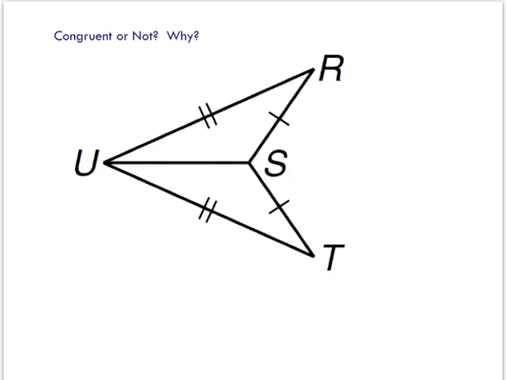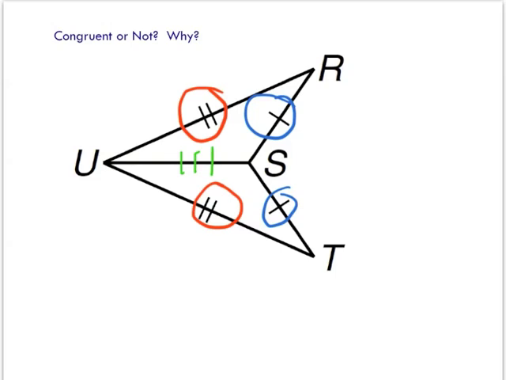How about these triangles? Can you prove that they're congruent? Well, I got one pair of sides. I got two pair of sides. And I got the shared side up the middle, US. And so that means, yes, indeed, I can prove that these triangles are congruent by side, side, side. So here we have congruent triangles. Let's try another.